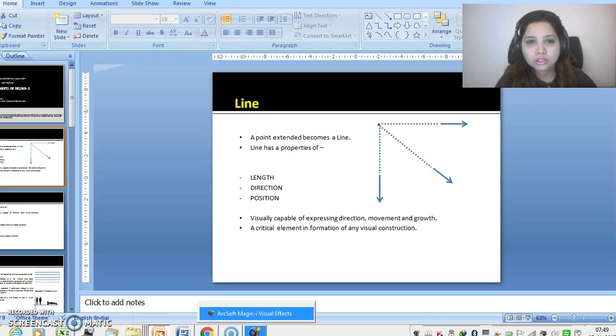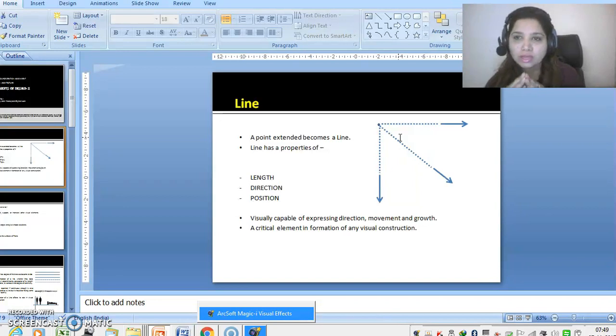Okay. So, as we've mentioned, when a point is extended, it becomes a line. This diagram is showing us the same. So, even though it is coming out of a point and it is giving a direction to a point, it has a length, it has a direction, and it has a position in space. We are talking about lines at the moment.